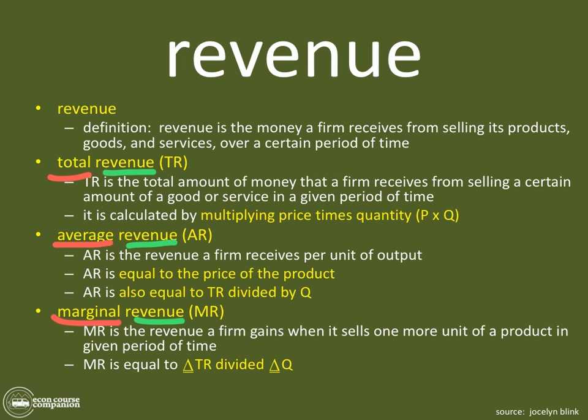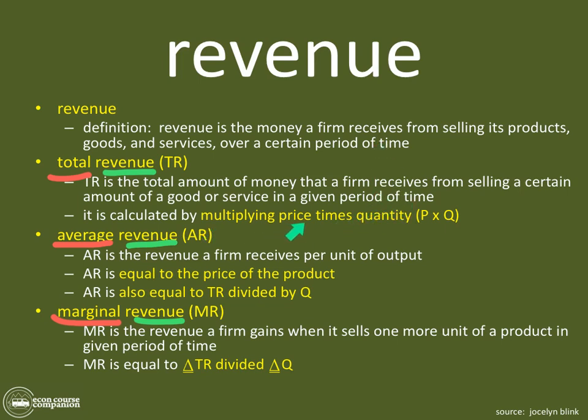But let's get down to looking at some terms. Revenue, of course, is the money a firm receives from selling its products, goods, and services over a certain period of time. Pretty straightforward. Add up all the money on the goods that you sold. If you sold 100 water bottles and they're $10 each, you made $1,000. There's your total revenue. Total revenue is the total amount of money that a firm receives from selling a certain amount of good or service in a given period of time. I kind of did those two together, but you get it.